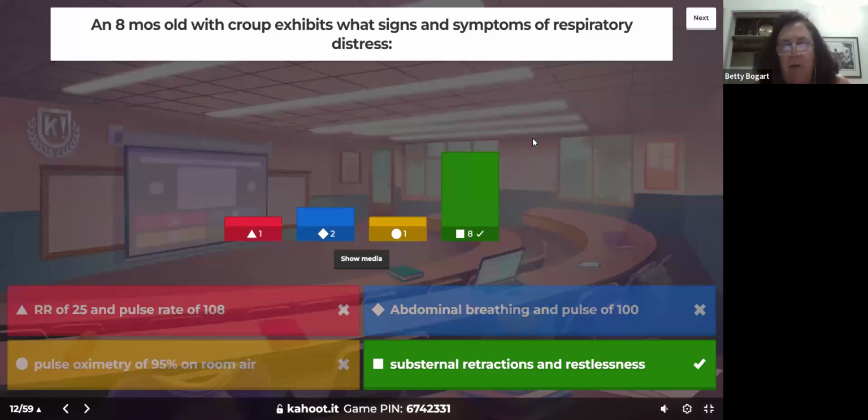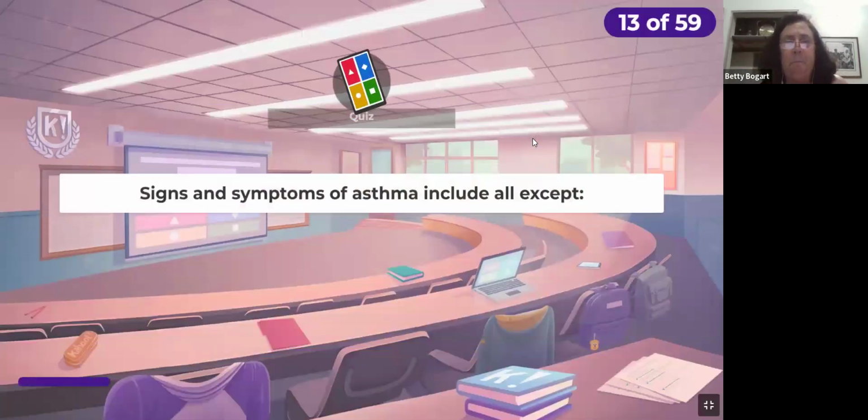So, all the other answers, a heart rate of 125 and 108, that's just normal. Pulse ox 95 is fine. Respiratory distress is less than 90% in children. Abdominal breathing, pulse 100, that's fine. But the substernal retraction, and now they're restless. Now they're hypoxic, right? Restlessness. That was the key there.